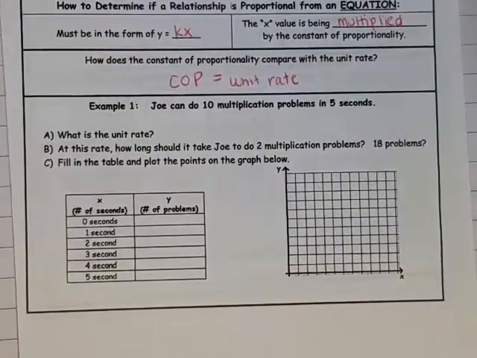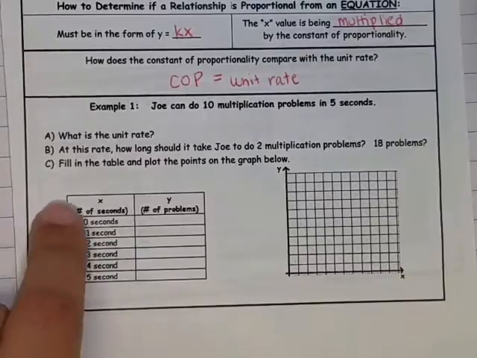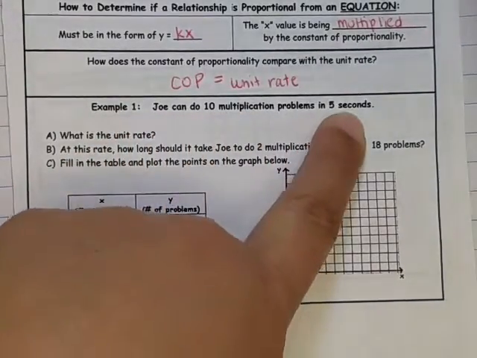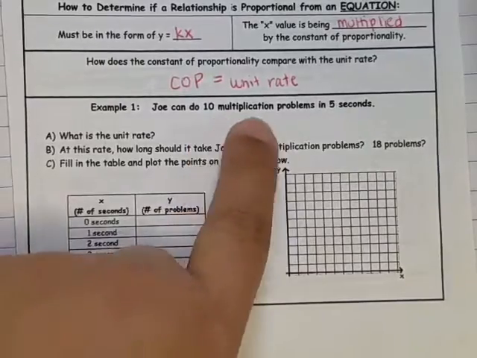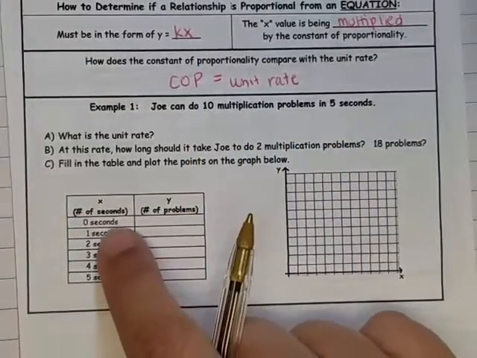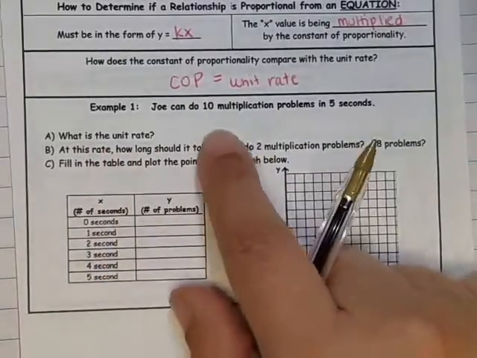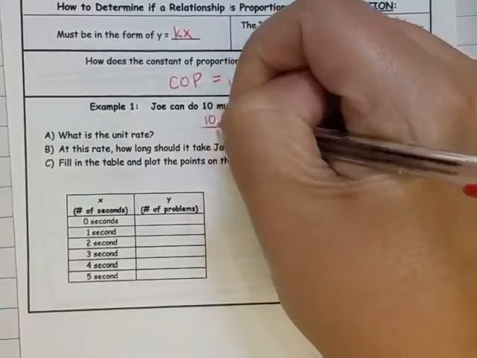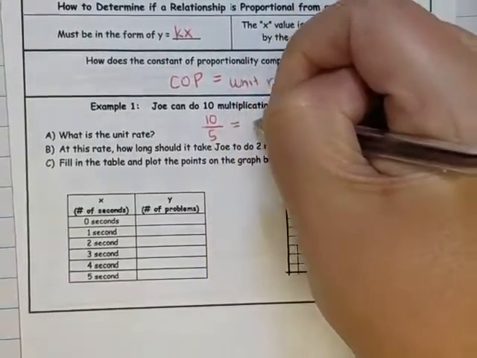So let's do example 1. Let's find the unit rate here. Joe can do 10 multiplication problems in 5 seconds. So what's the unit rate? If we have 10 multiplication problems in 5 seconds, how many can he do in 1 second?